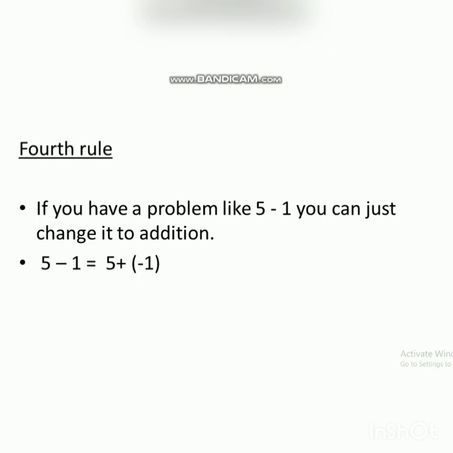Instead of 5 minus 1, you can just write it as 5 plus -1. For example, if you are given -2 minus 3, you can rewrite it as -2 plus -3. So here comes the addition of two numbers having the same sign. Add them and put the same sign. So the answer is -5.